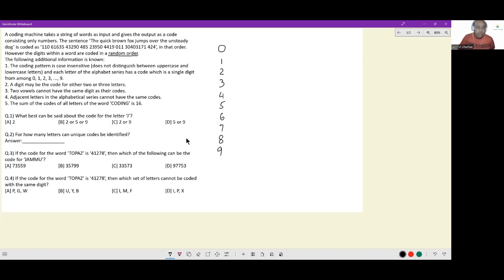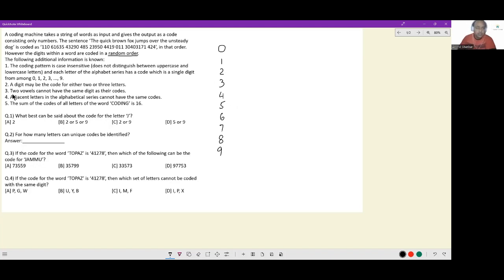A digit may be a code for either 2 or 3 letters. So given there are 26 letters, and each digit can have up to 3 letters, we will have something times 3 plus something times 2 adding up to 26. So 6 digits will have 3 letters and 4 will have 2, but we don't know which.